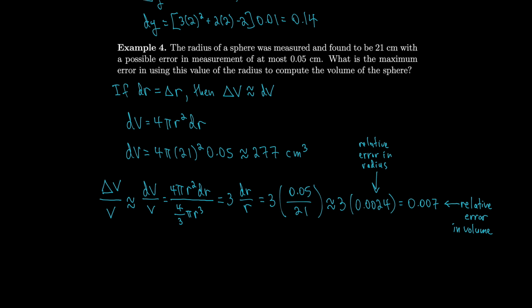So we can also express it as a percent to get the percent error. So this would be 0.7% for percent error, and this would be 0.24% for percent error for the radius. Compare that to this value, which was just the error in general.